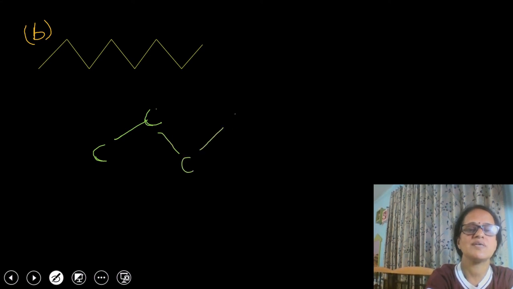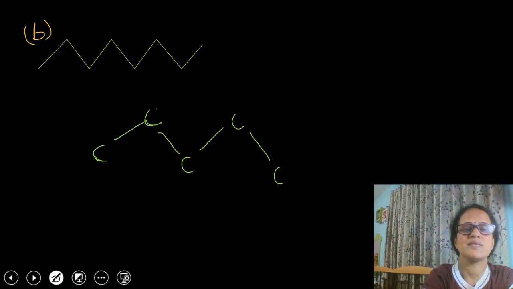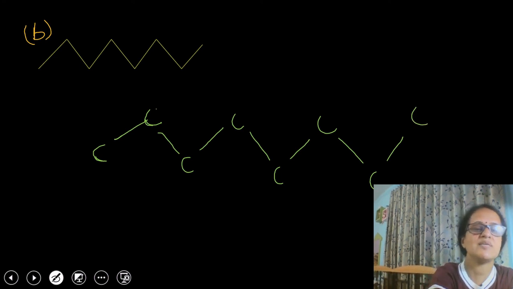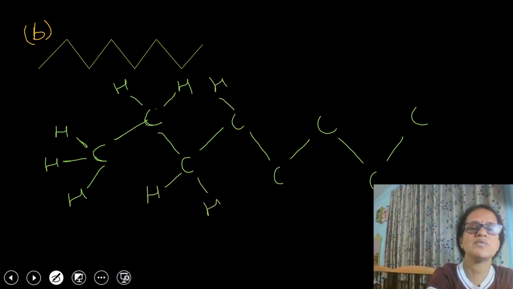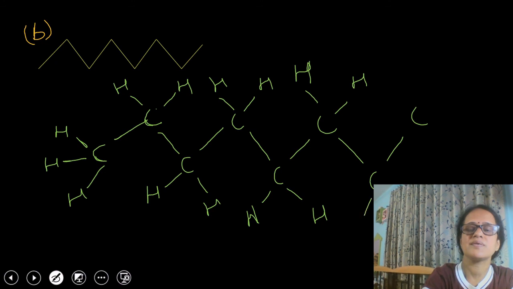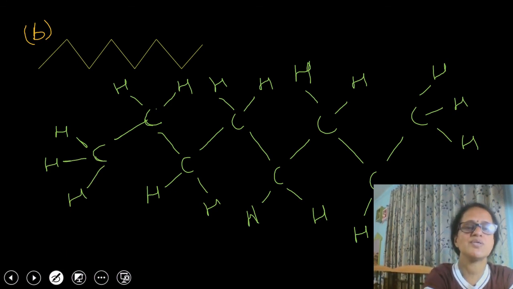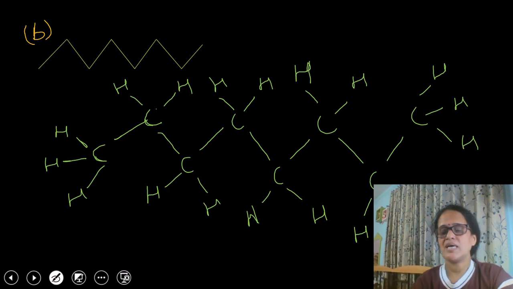Then I'm writing this. So if you count, you can see we have 3, 4, 5, 6, 7, 8 carbon atoms, and each carbon atom is attached to the required number of hydrogen atoms to satisfy its tetravalency. This carbon atom with 2 hydrogens, this carbon with 2 hydrogens, this carbon with 2 hydrogens. So now you can see this is the complete structure for octane. Again 2 hydrogen atoms. And this last one is having 3 hydrogen atoms. So you can count here: 1, 2, 3, 4, 5, 6, 7, 8. I hope it is clear to you.